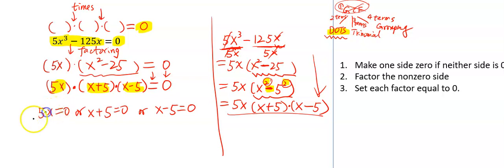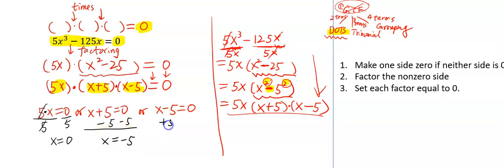In the first case, we reverse multiplication, so we got x equals 0. In the second case, we divide by 5. We got x equals negative 5. In the third case, we add 5, so we got x equals positive 5. So we have three solutions: 0, negative 5, and 5. Again, a good tip is if the highest exponent is 3, most likely we are going to have 3 solutions. Actually, we will have 3 solutions.